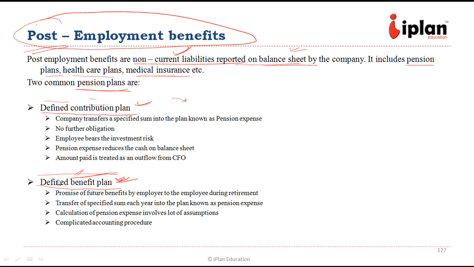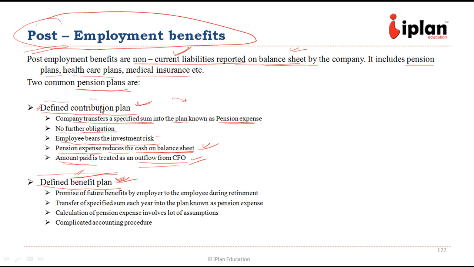Let us look at other features of defined contribution plan. The company transfers a specified amount in a plan known as pension expense. No further obligation for the company. Employees are bearing the investment risk. The pension expense reduces the cash on the balance sheet. The amount paid is treated as cash outflow from operating activity for a defined contribution plan.